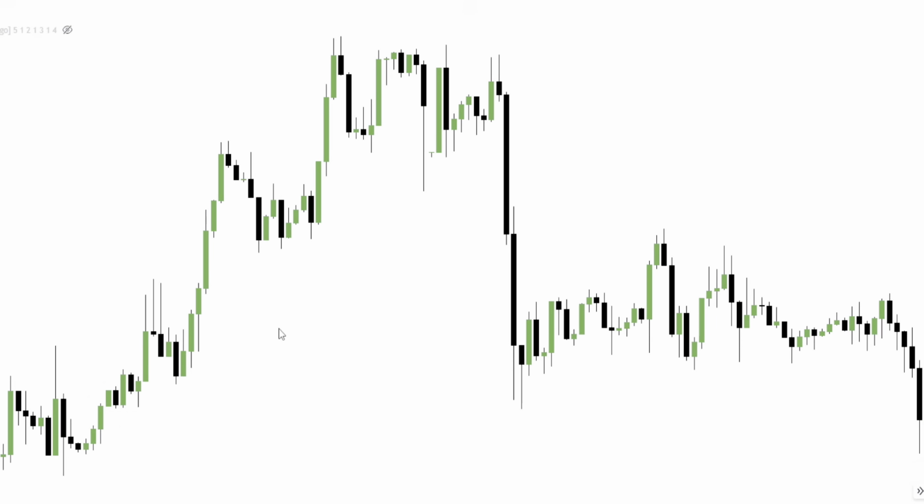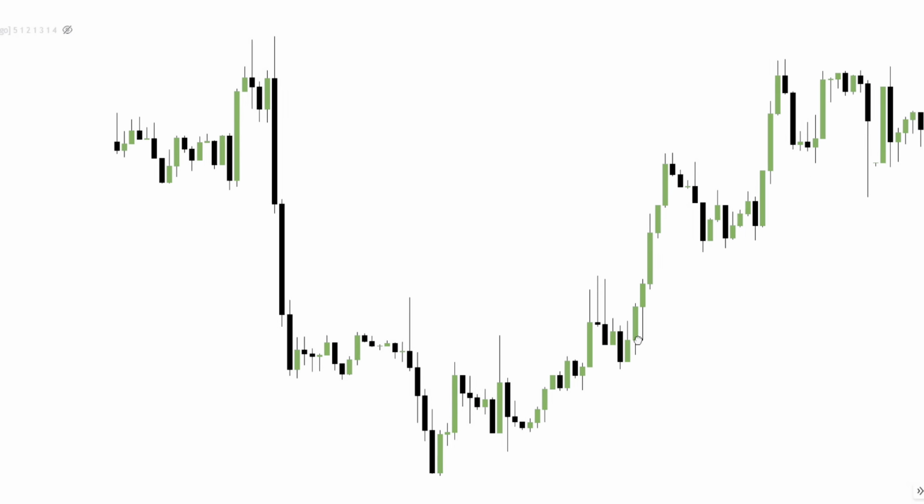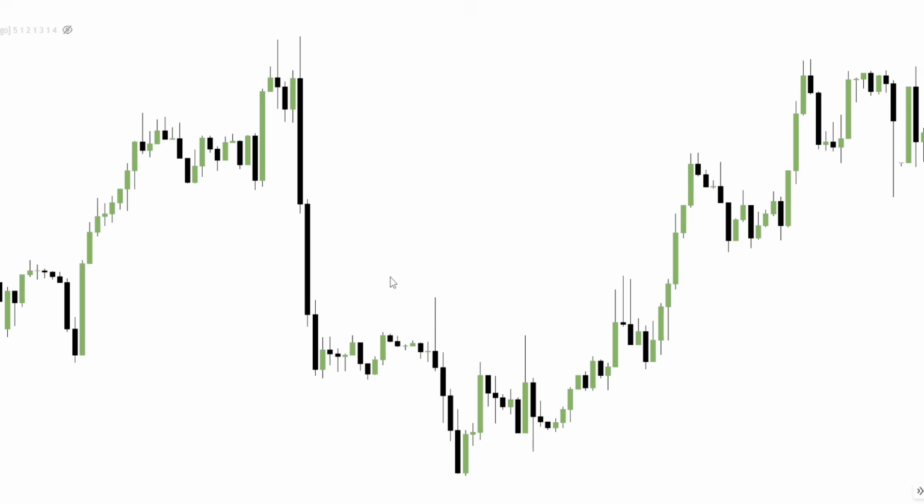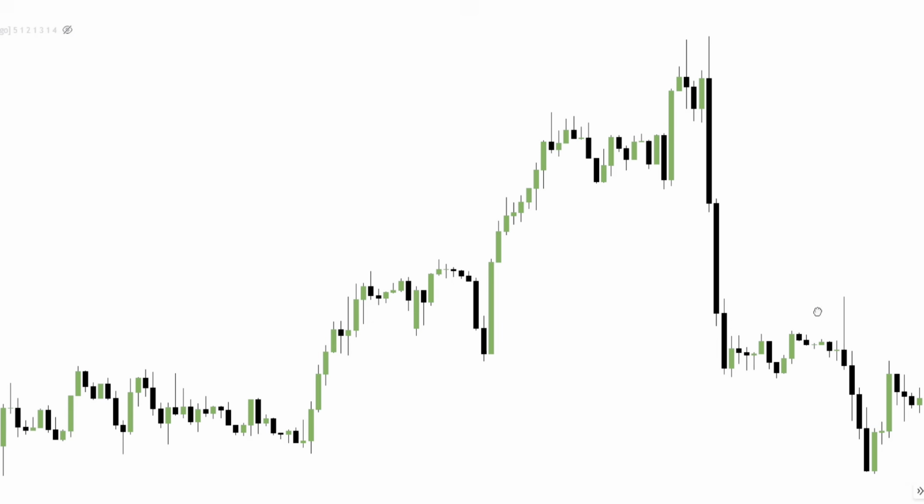All right, guys, so this is all about this video, and don't forget to use the indicator to find a breaker block if you are still struggling to find a breaker block.